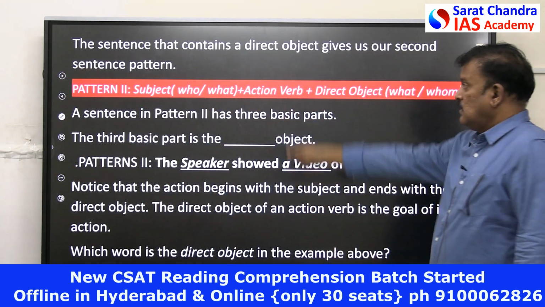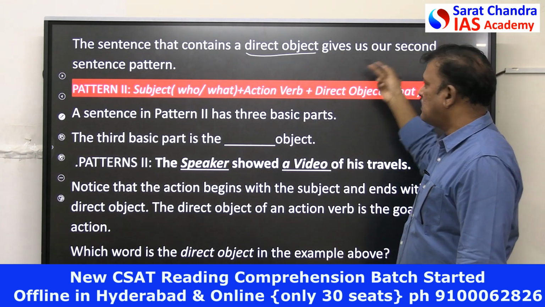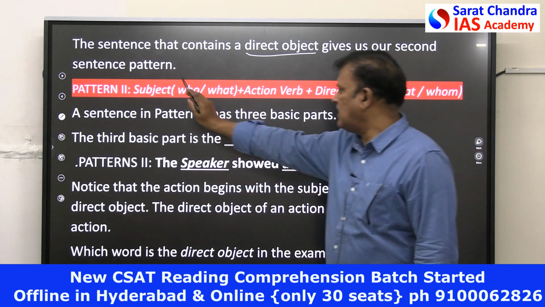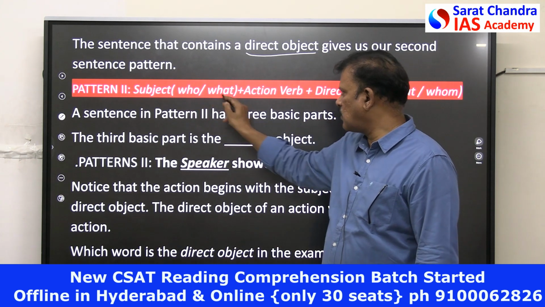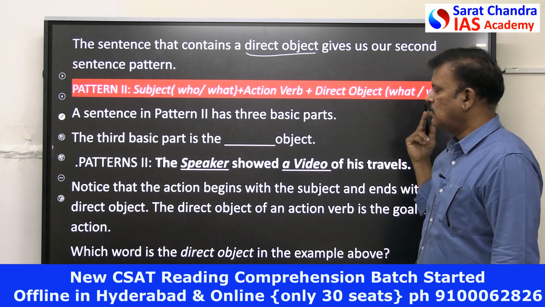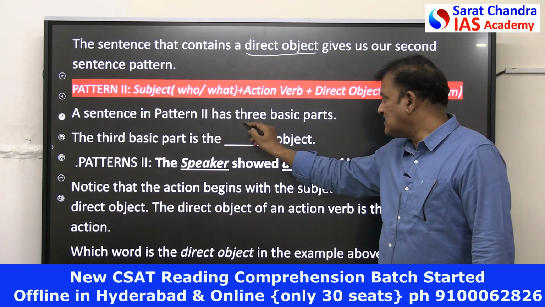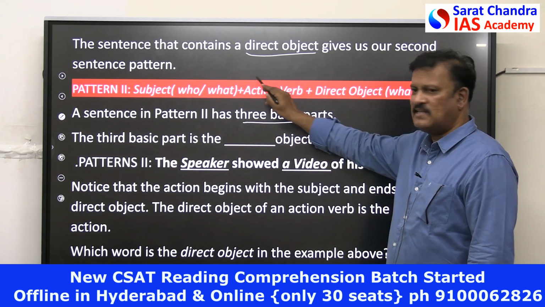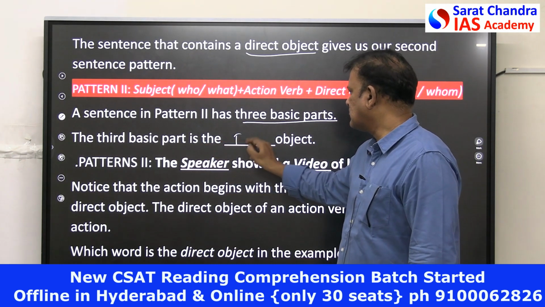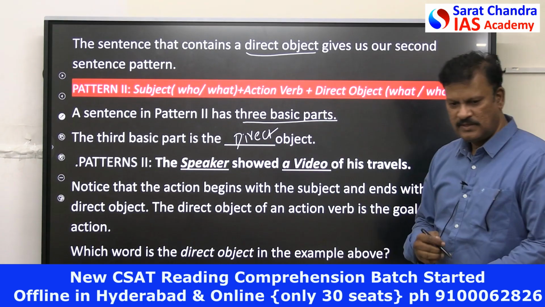Fine. The sentence that contains a direct object gives us our second sentence pattern. Already we discussed. SVO. Okay. S, which is the answer for who or what. Action verb. Direct object. Again, what and who. Okay. Fine. A sentence in pattern 2 has 3 basic parts. SVO. The third basic part is the direct object. Remember this. Next.